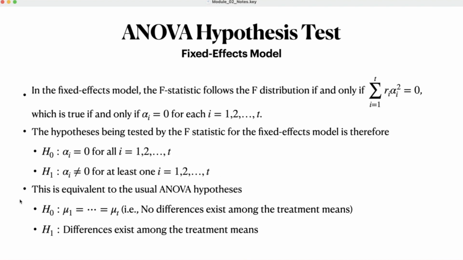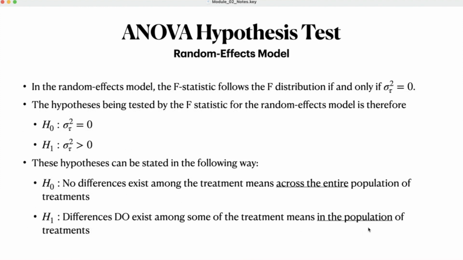Now, this is equivalent to the usual ANOVA hypotheses, or the way that we would usually represent these, at least the way we have been doing it up to this point. These hypotheses are equivalent to saying the null hypothesis that the means of the t populations are all equal, in other words, there are no differences among the treatment means, against the alternative hypothesis that differences do exist among the means. But keep in mind this type of statement, these verbal descriptions of what these hypotheses represent, as we look now at the random effects model hypothesis tests.